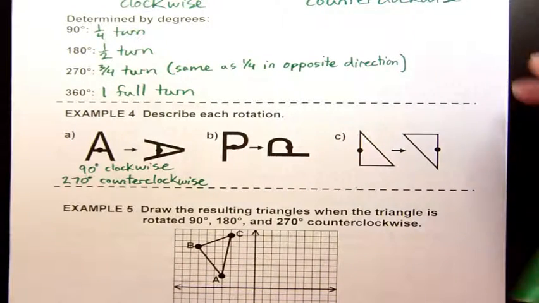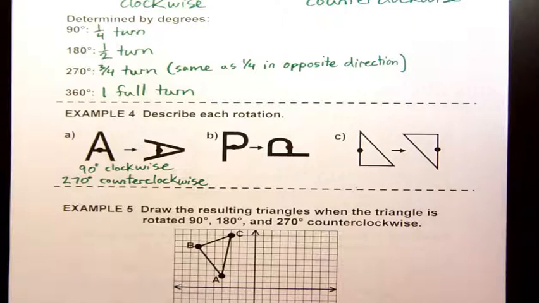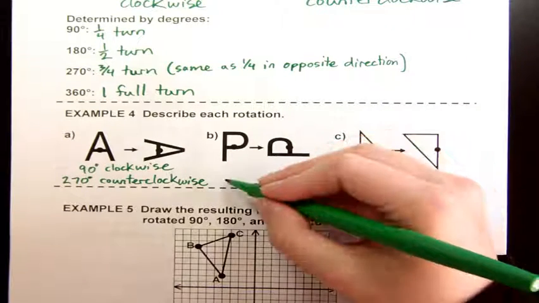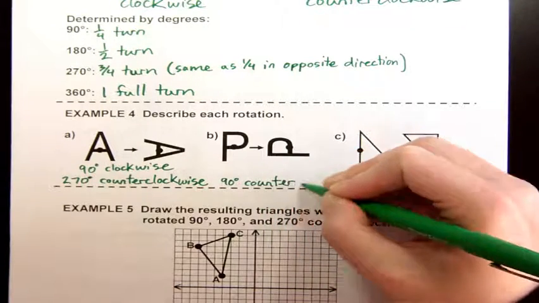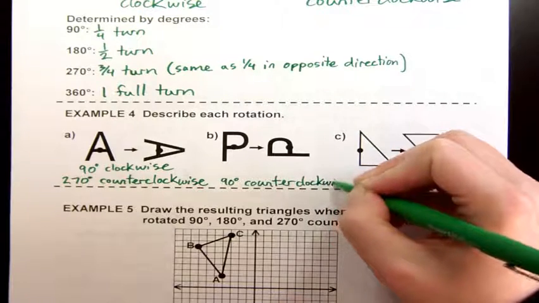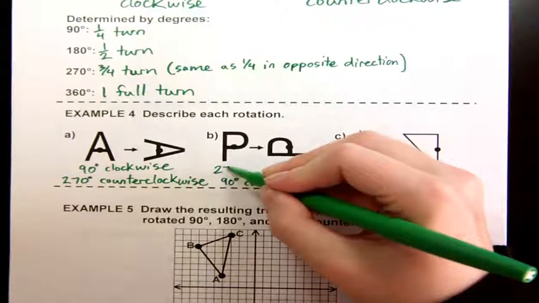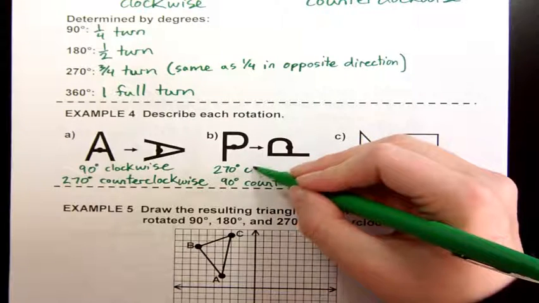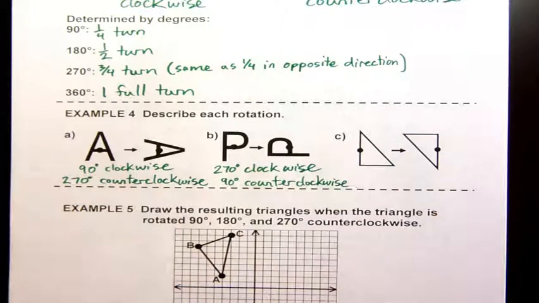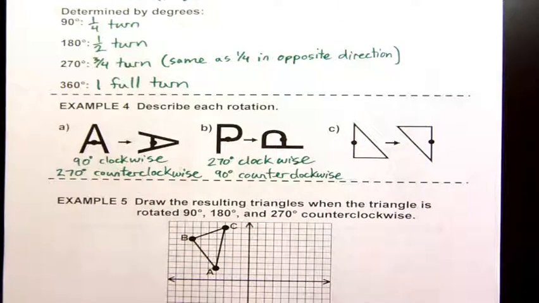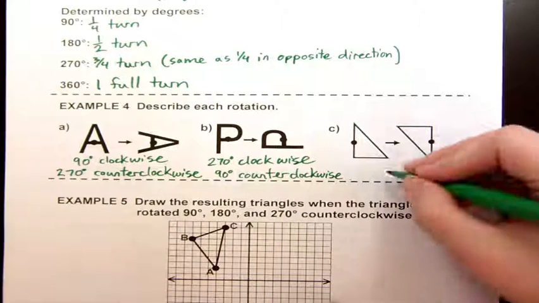Right, how about the second one? That's 90 degrees counterclockwise. And 270 clockwise. I abbreviate counterclockwise as counter. Yeah, you can abbreviate in your notes as long as you understand it. And what is C? That is 180.